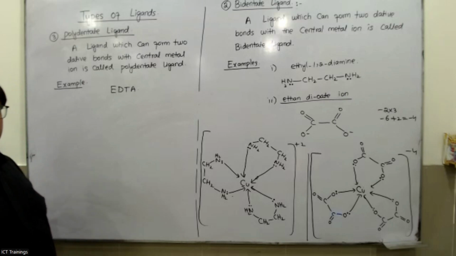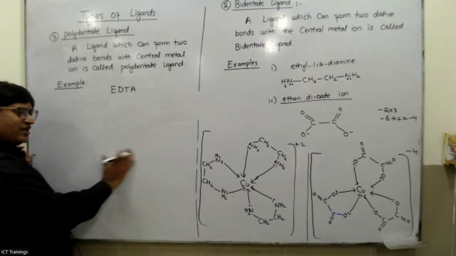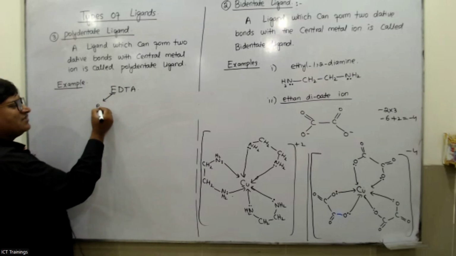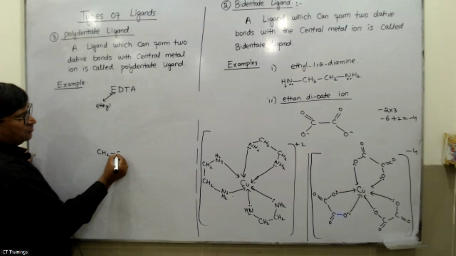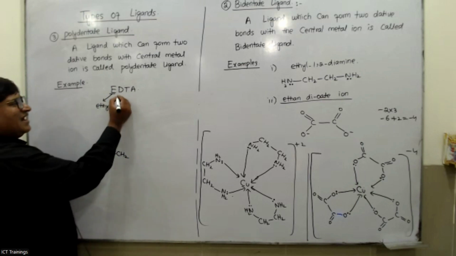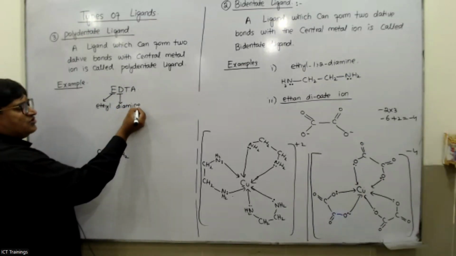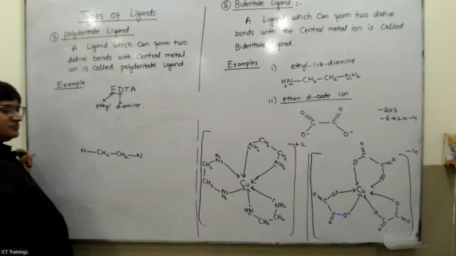Uzair, Muskan, and Yaya, beta, please have a look up here, because I'm going to write down the full name of this one and then draw this particular ligand. So the word E comes from ethyl. Ethyl means the two carbons. So you should draw the two carbons up here, CH2 and CH2. The second thing is D. The D word comes from diamine. Diamine means the two nitrogens are attached with it.